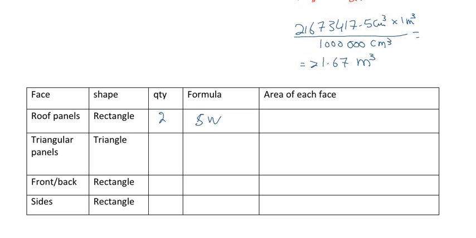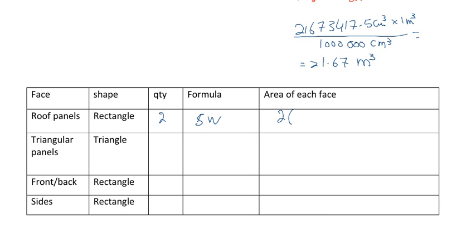So I have 2 of them, and then S times W, the area of each side. So it's 2 times, what was the S? I don't know what S is. We don't have it. So I need to find S because I don't know what S is.